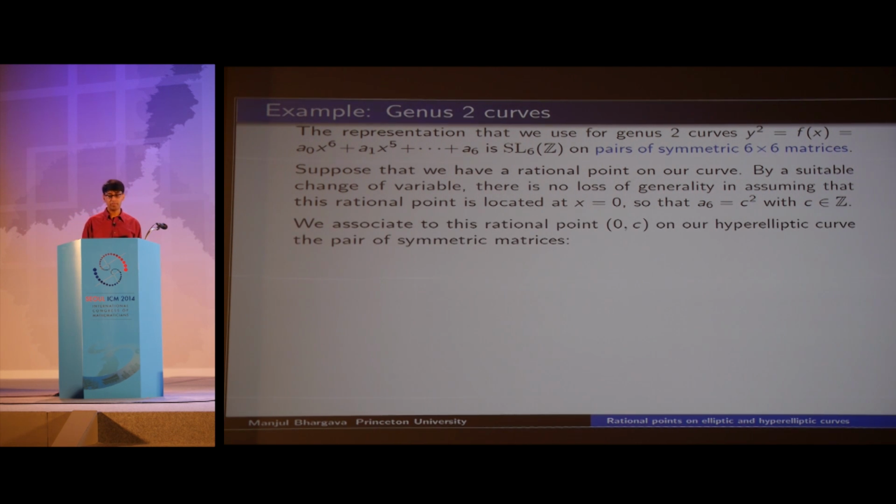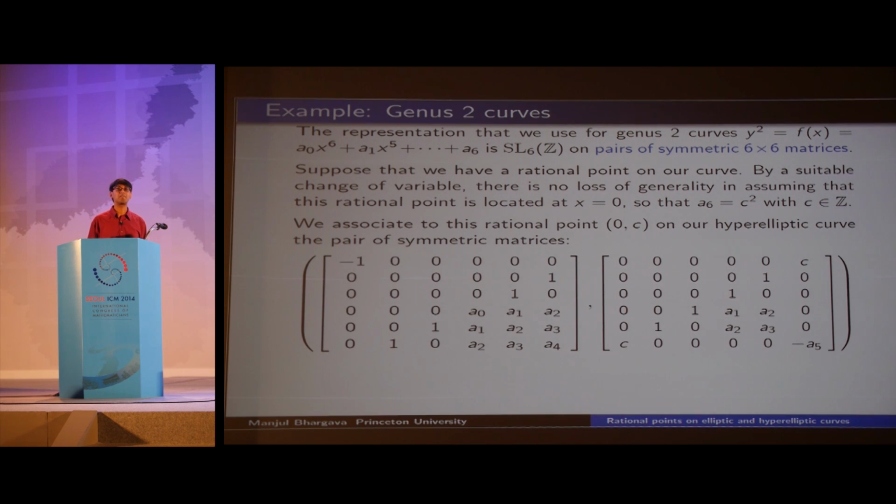We're going to associate to this rational point (0, c) on our hyperelliptic curve the following pair of symmetric matrices. So we have this rational point (0, c). We're going to associate to it the following pair of symmetric matrices. Very explicit map. So to this rational point, we associate this pair of symmetric matrices.